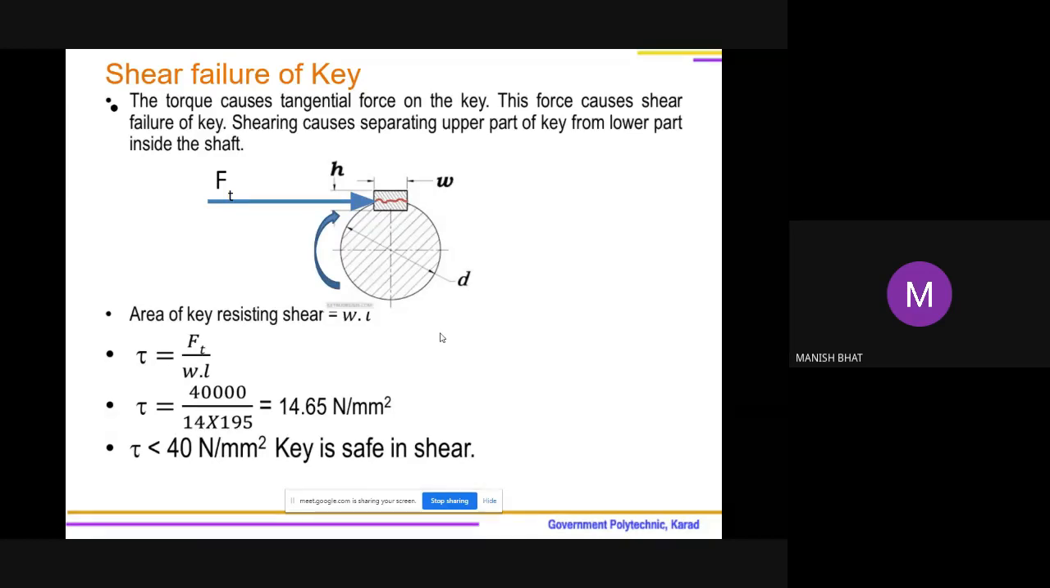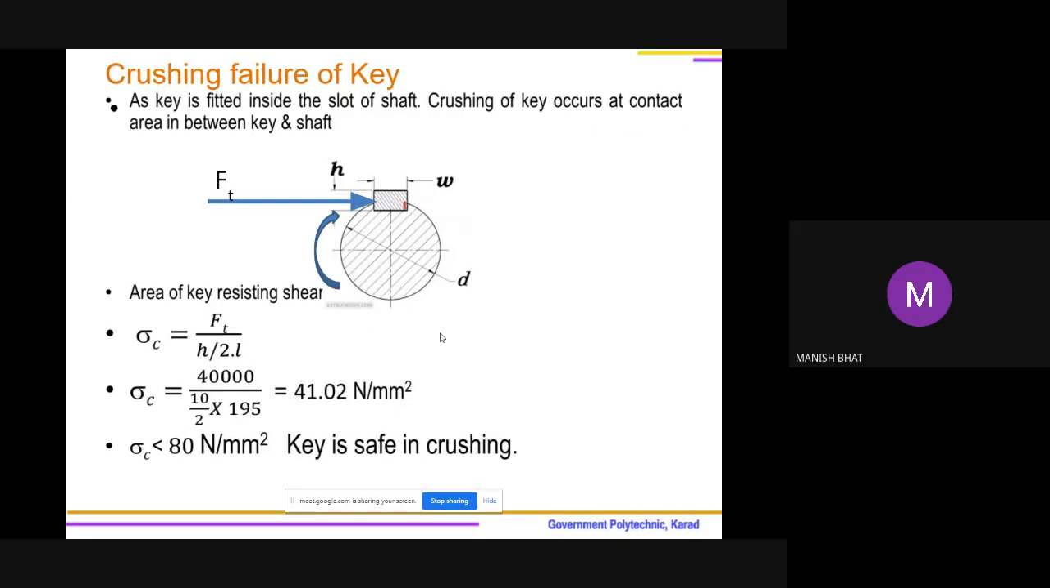Now we have to check whether crushing of the key occurs. For that sake, we will consider the crushing failure. Crushing is a localized compressive stress. This stress will always be resisted by the contact area. So in other words, we can say that crushing occurs at the contact area. So we are supposed to find that contact area. If you imagine that Ft is pushing the key, it is pushing the key against the side of the slot. Are you imagining? This is the side of the slot.